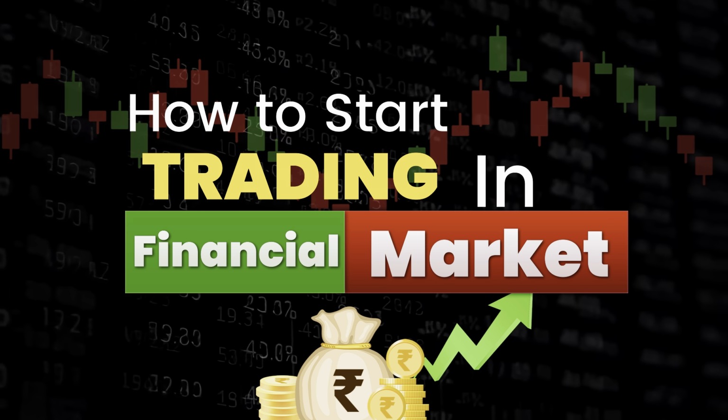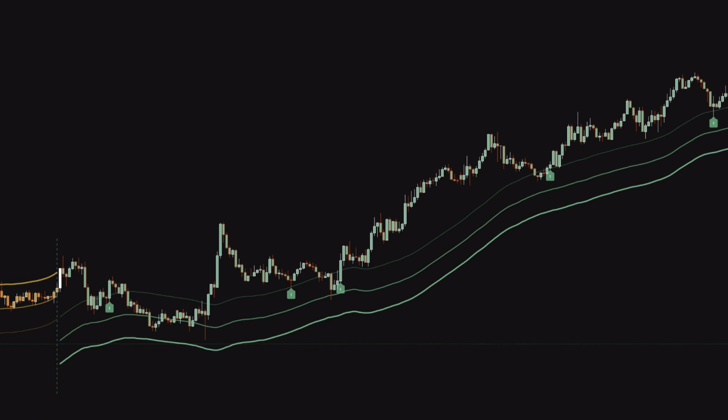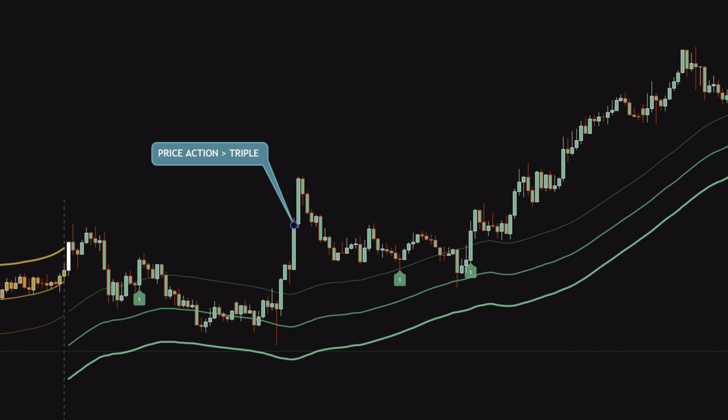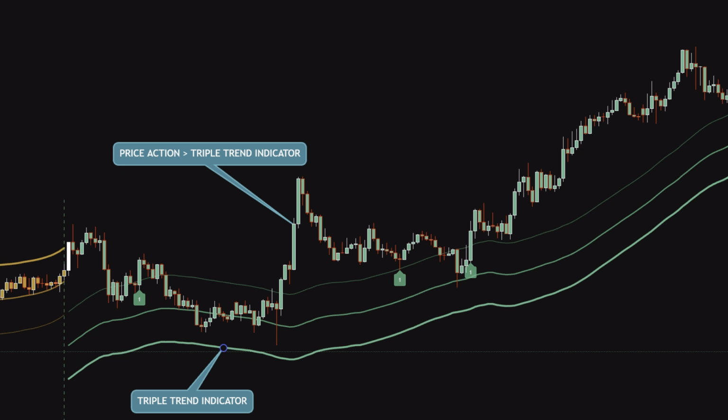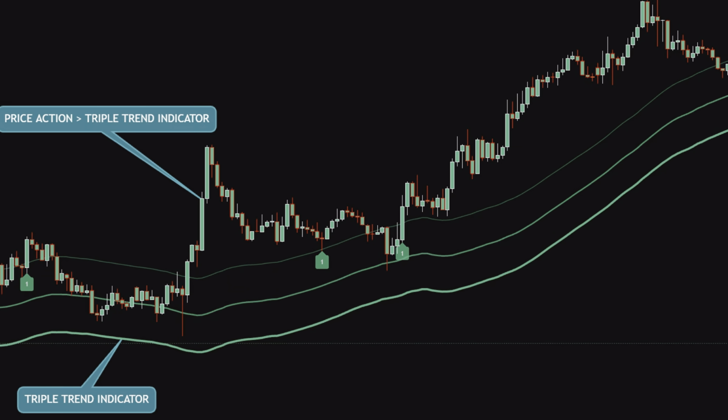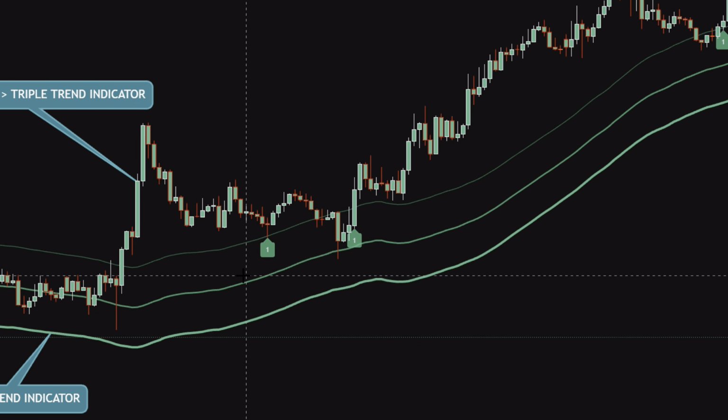Main trade setup. Let's walk through the bullish example. First, price must be trading above the triple trend indicator. This establishes an uptrend. Once this condition is met, we ignore sell opportunities. Our focus remains entirely on potential buys. Next, we wait for a pullback toward the triple trend structure. This is a critical step.